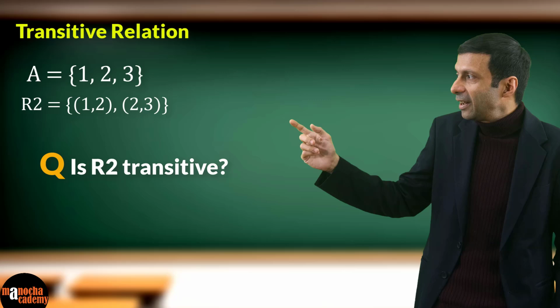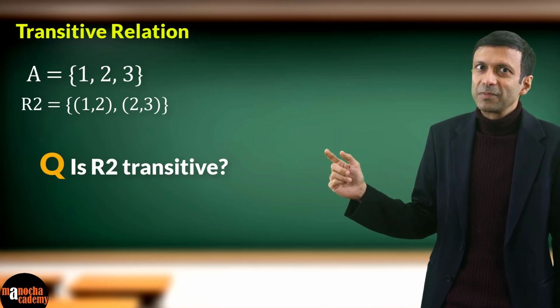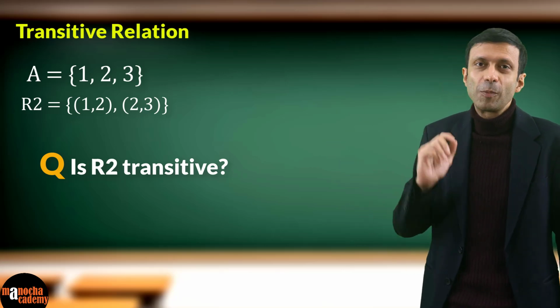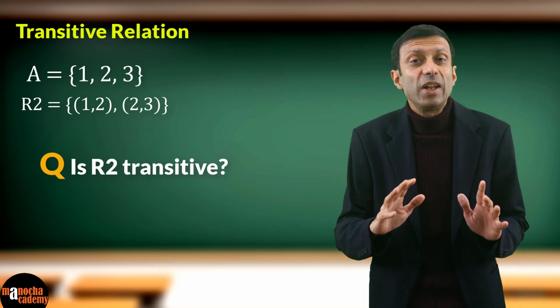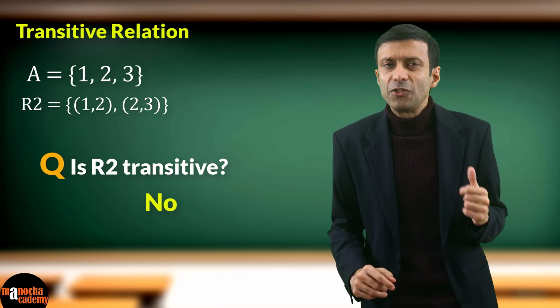And both are there, but this should imply that (1, 3) should be there. But it is not there. (1, 3) is not part of R2. So R2 is not transitive. Clear? Now let's look at another interesting example.